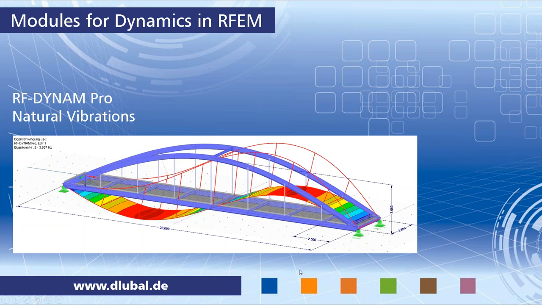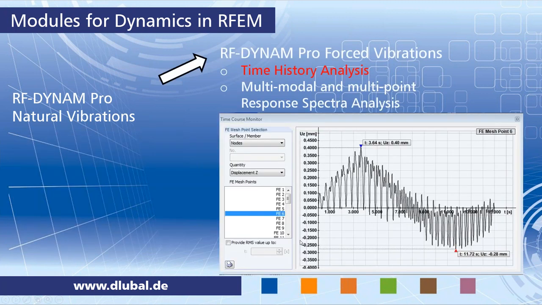Then we have the module RF-Dynam Pro Forced Vibrations, which is based on the natural vibrations. So you obviously need the natural vibrations as a basis. This module, Forced Vibrations, contains both the time history analysis, which is what we want to look at today, and the multimodal and multi-point response spectra analysis. Today we consider only the time history analysis, and I'm concentrating in this introduction only on this one. The response spectra analysis is to perform an earthquake analysis.